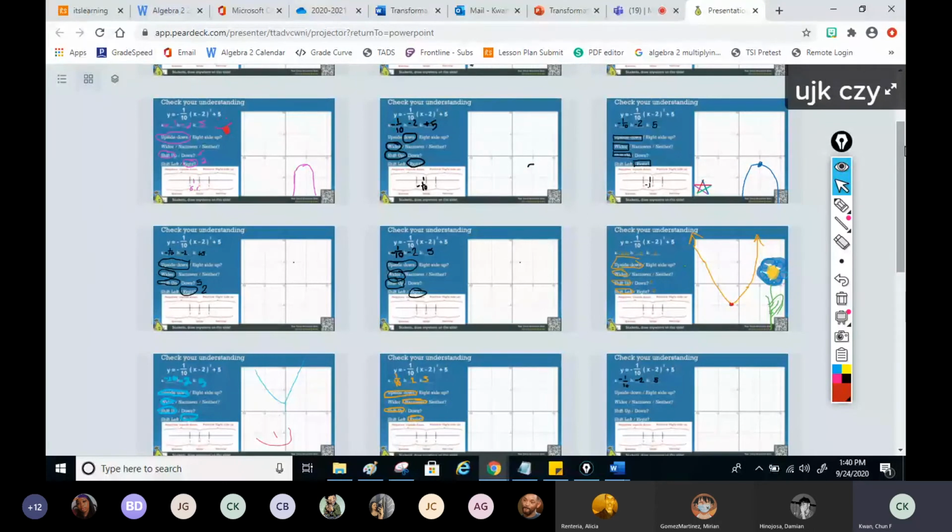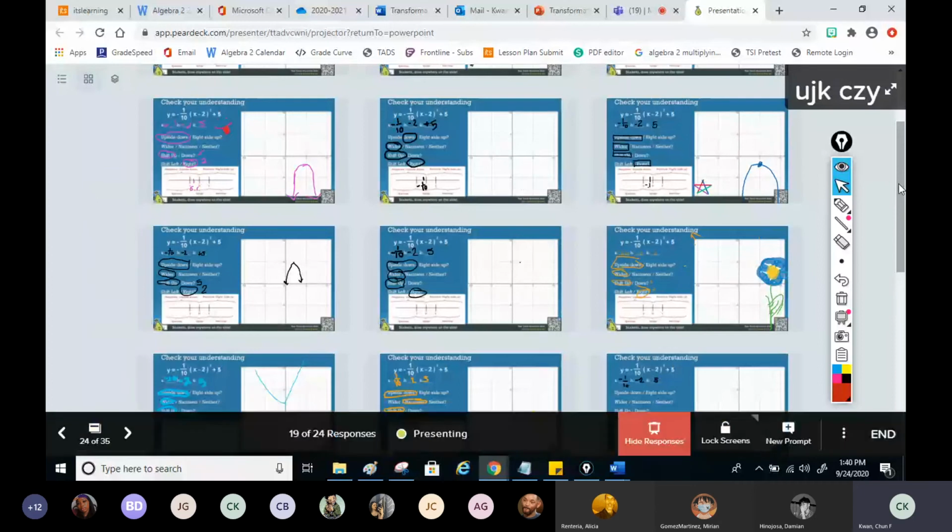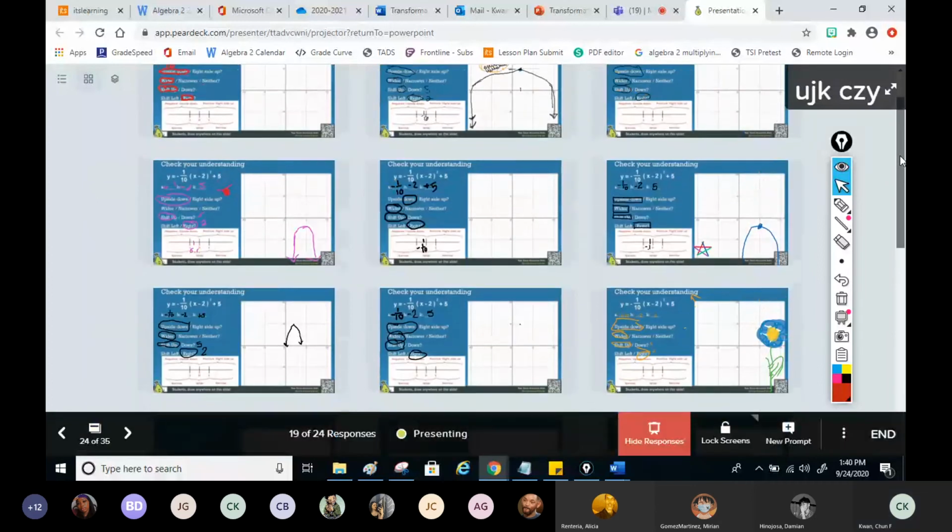And also check the left and right again. We have a minus 2. So horizontal transformation is the opposite of what you think. If you see a minus sign, the graph is going to shift to the right. I know it's a little bit weird. It doesn't make too much sense, but that's just the way it is.